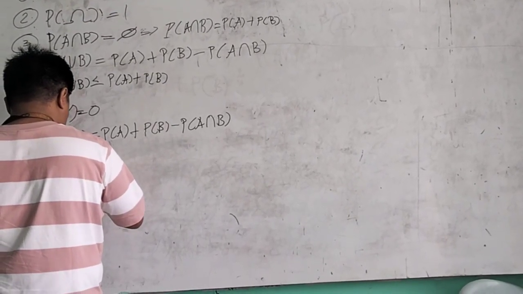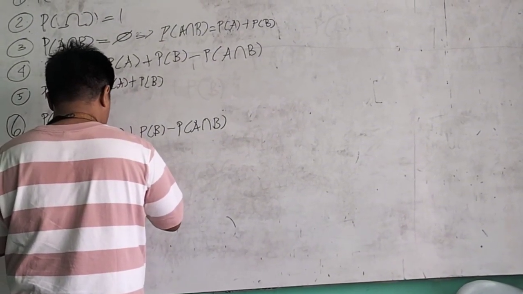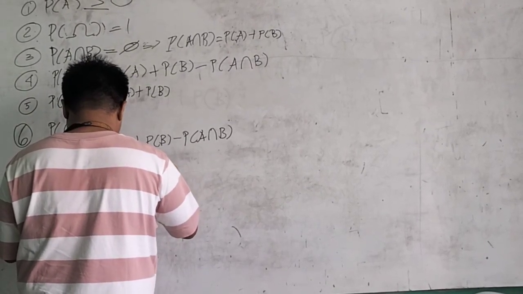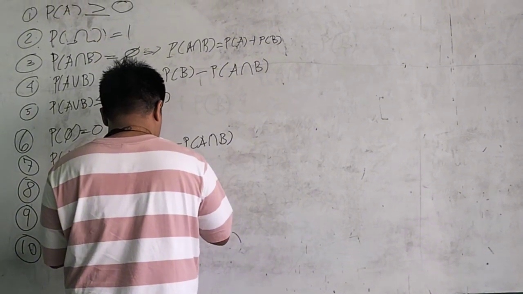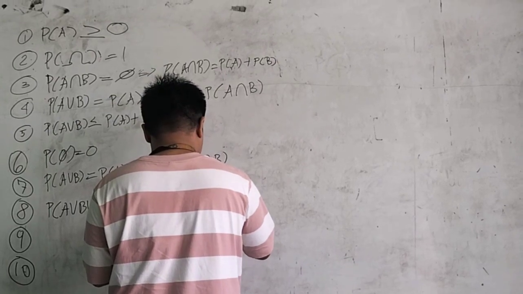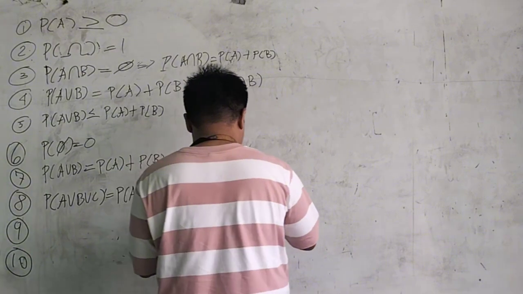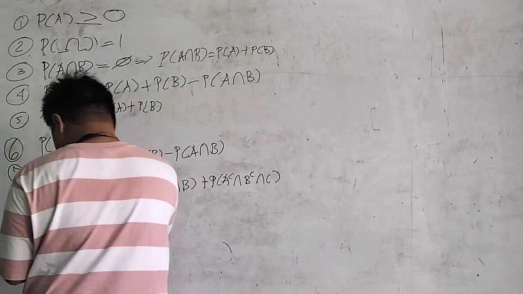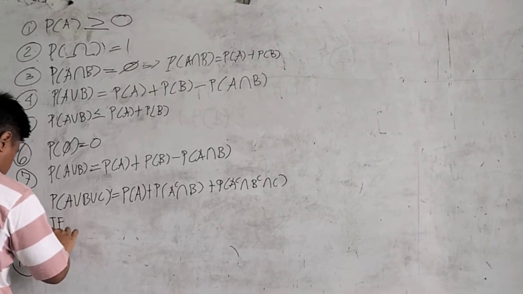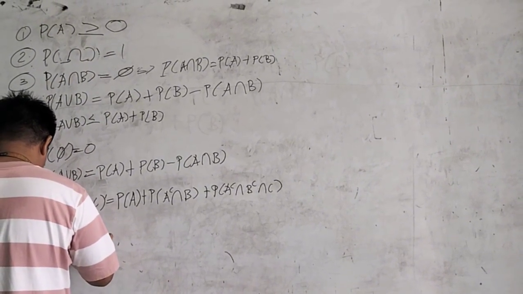The probability of A union B union C is equal to the probability of A plus the probability of B plus the probability of C, minus the probability of A intersect B, minus the probability of B intersect C, minus the probability of A intersect C, plus the probability of A intersect B intersect C. This is the inclusion-exclusion rule for three events, which calculates the probability of at least one of A, B, or C occurring. It works by adding the probabilities of each, subtracting the overlaps of pairs, and then adding back the intersection of all three.